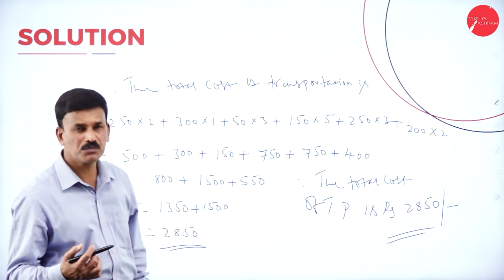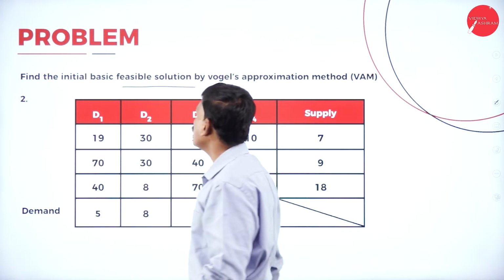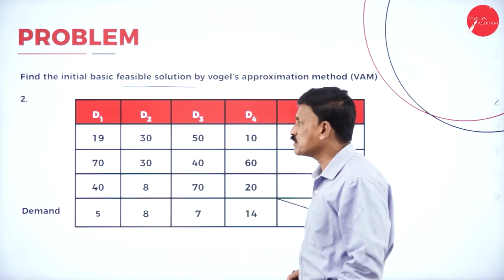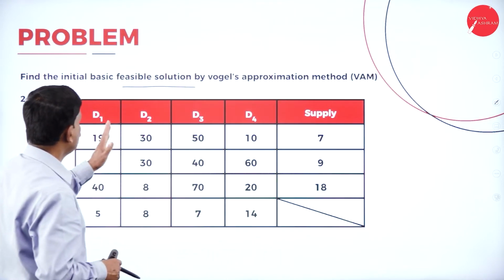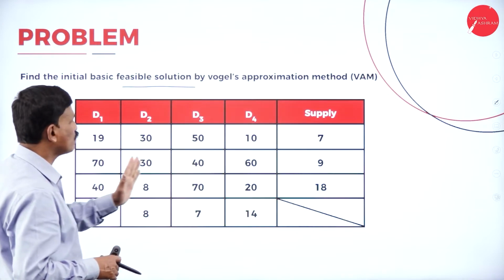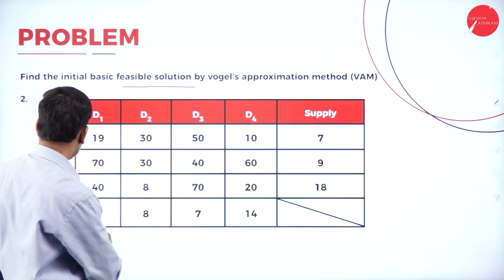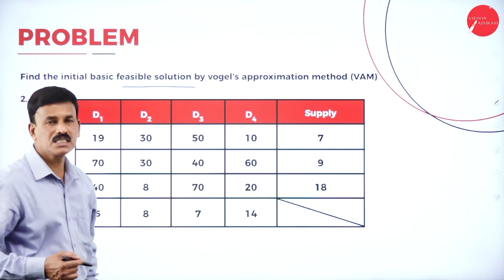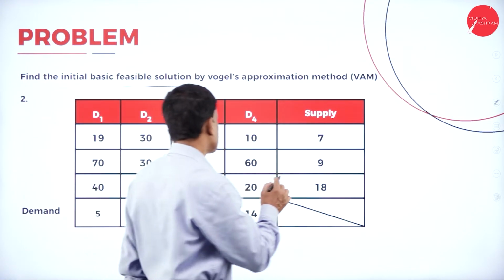Let us take a similar type problem. Come to this. Find the initial feasible solution, basic feasible solution by Vogel's method. That is Vogel's approximation method. Same procedure. Now what is the problem given here? So D1, D2, D3, D4 and the demand and the supply. Supply is 7, 9 and 18 and the demand is 5, 8, 7 and 14. Now verify whether this is a balanced transportation or not.